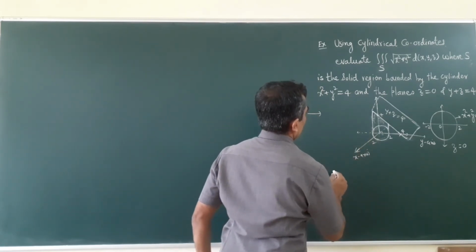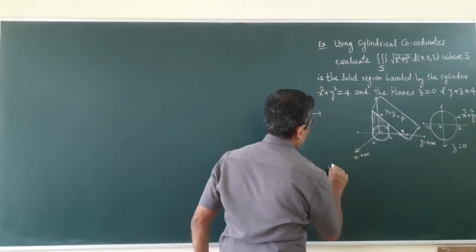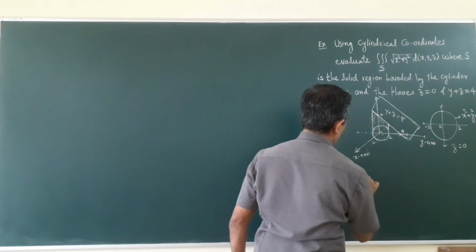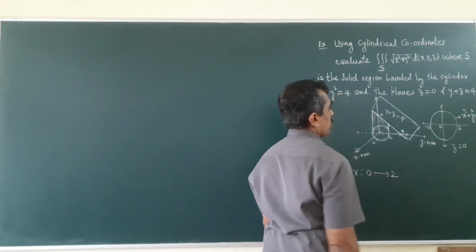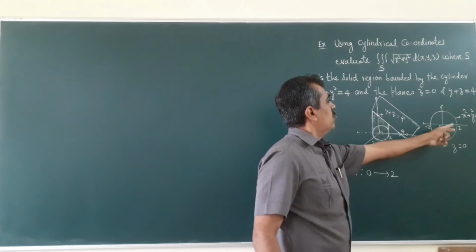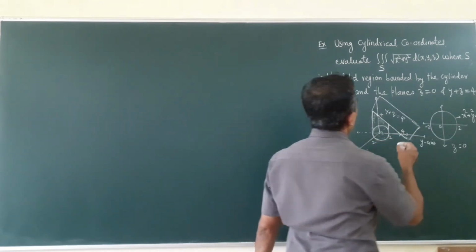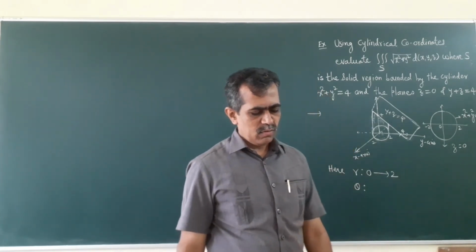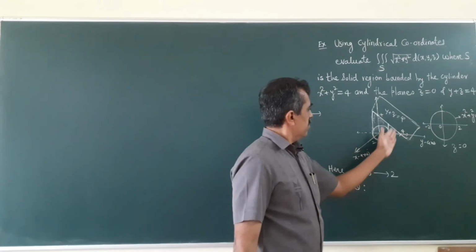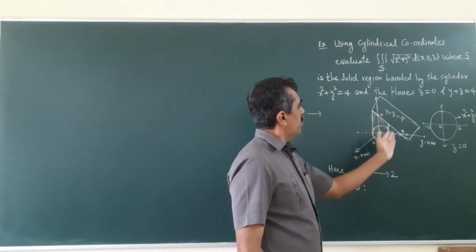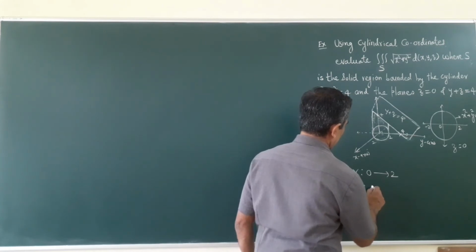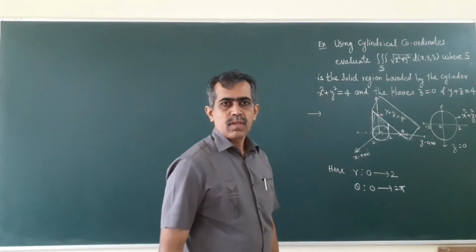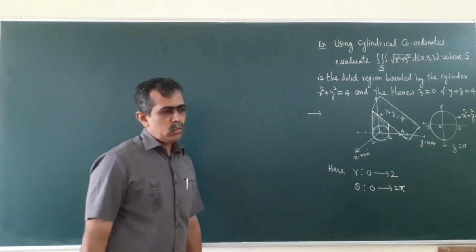Here r runs from 0 to 2, because the base is a circle. So r runs from 0 to 2. Now, what about theta? Yes, theta covers the whole of the circle, since it is a cylinder. Therefore, theta will run from 0 to 2 pi.